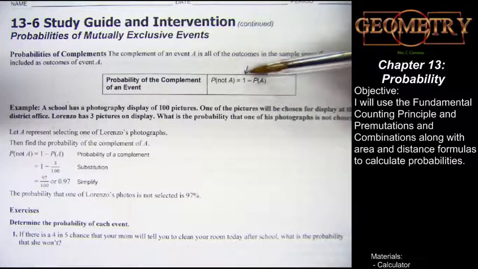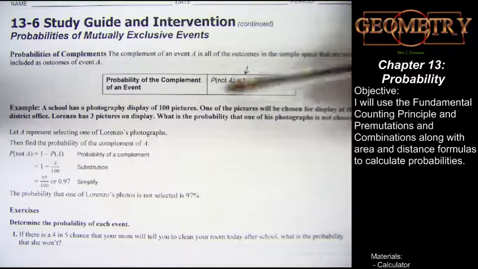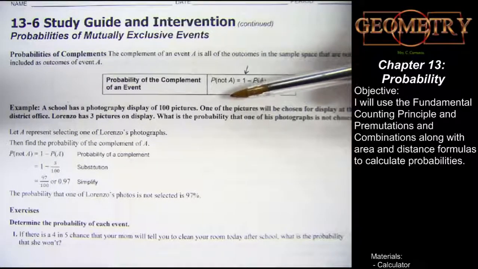So the one probability is saying, you're selecting an animal. And this probability is the probability of me selecting the animal that I wanted, which when I subtract them will give me the probability of me selecting the thing I didn't want. Make sense? Yes. All right.